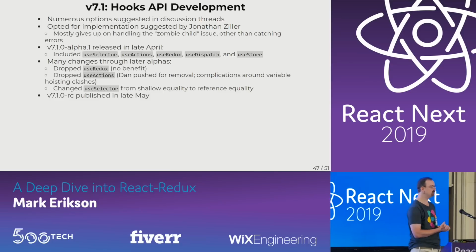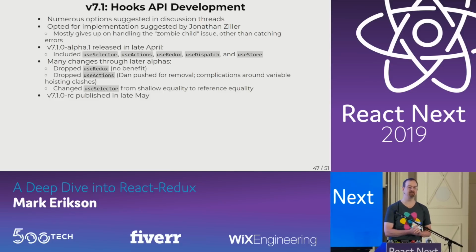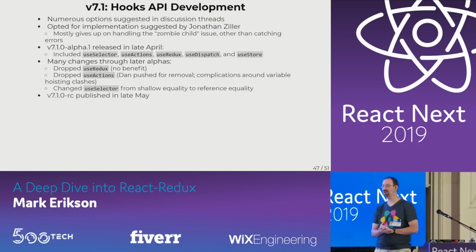And after comparing a lot of existing third-party implementations and some suggestions from the community, we eventually settled on an implementation from a user named Jonathan Ziller. And we put out our first alpha back in April. The initial alpha had 5 different hooks: useSelector, useActions, useRedux, useDispatch, and useStore.